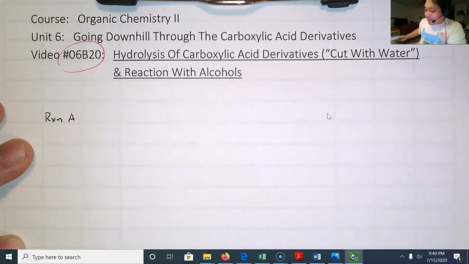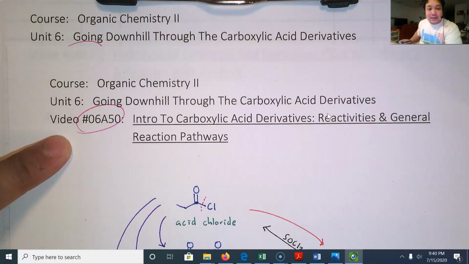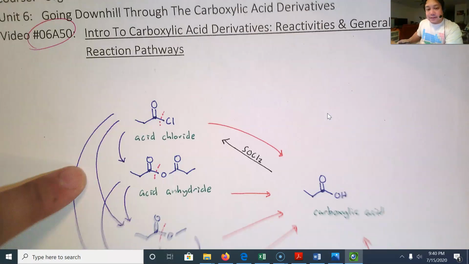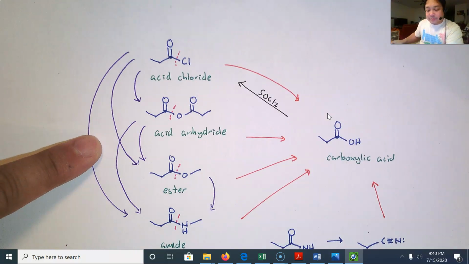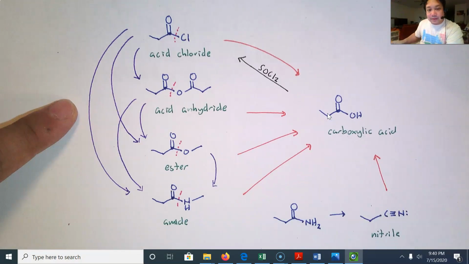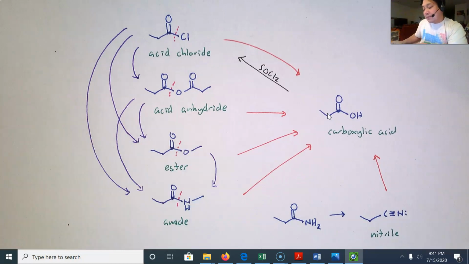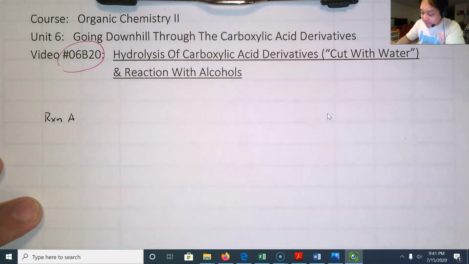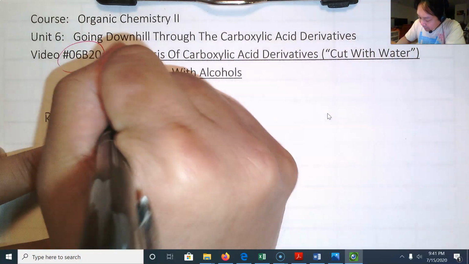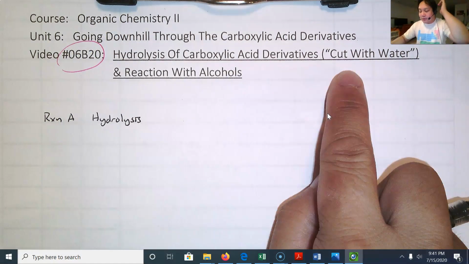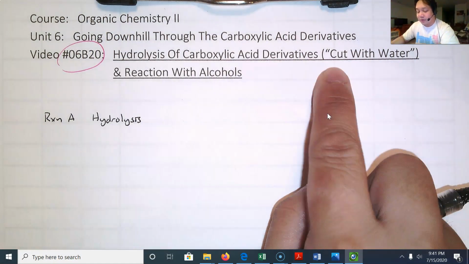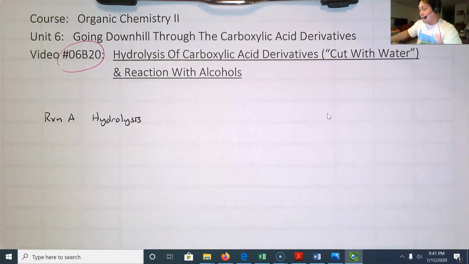If you don't have this chart or this roadmap from the last video, go ahead and pause the video and copy it. Again, we're going to fill in all the red arrows first. Hydrolysis. As a reminder, you could think of hydrolysis as using water to lyse your molecule. And we are going to take all four derivatives and do hydrolysis.